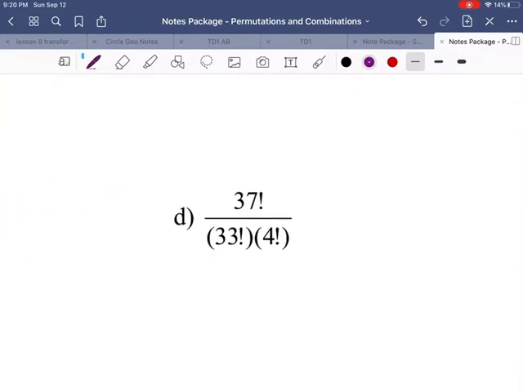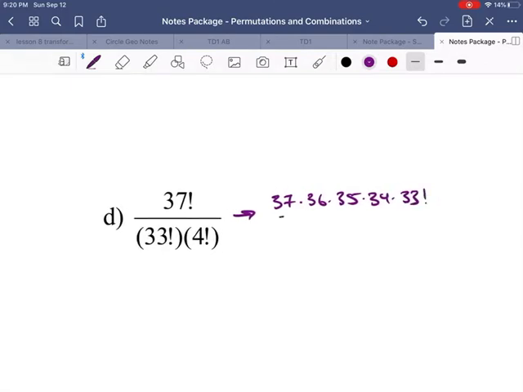What happens when you get weird things like 37 factorial over 33 factorial times 4 factorial? What's going on here? Well, let's just expand the top part, and you're going to get 37 times 36 times 35 times 34 times 33 factorial. On the bottom, we already have 33 factorial. We also have this 4 factorial. Which parts can simplify? This 33 factorial and that 33 factorial. So this simplifies a little bit farther.